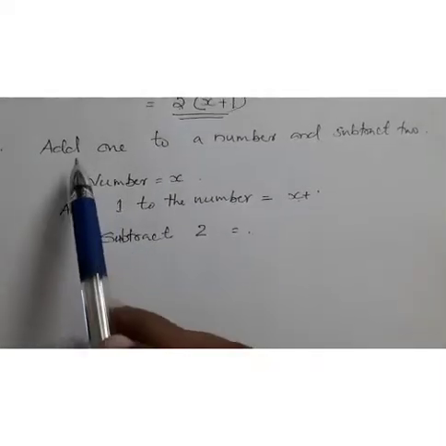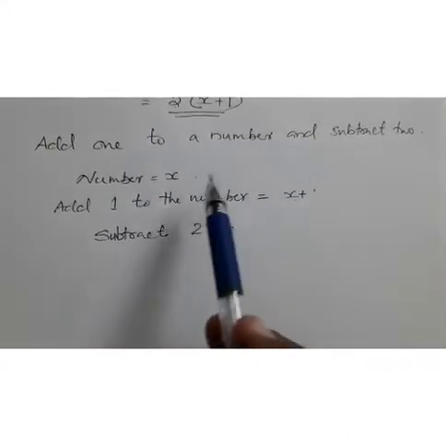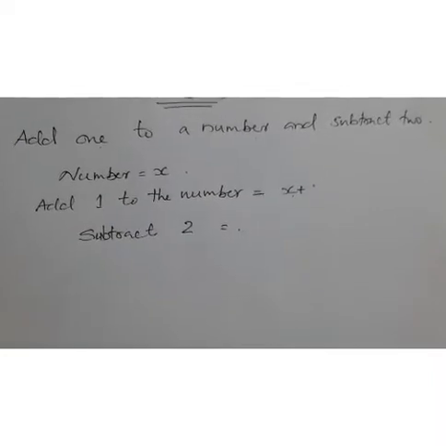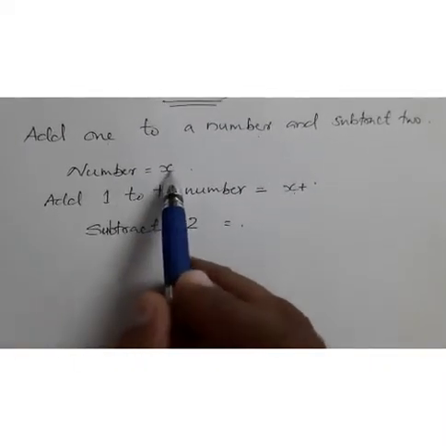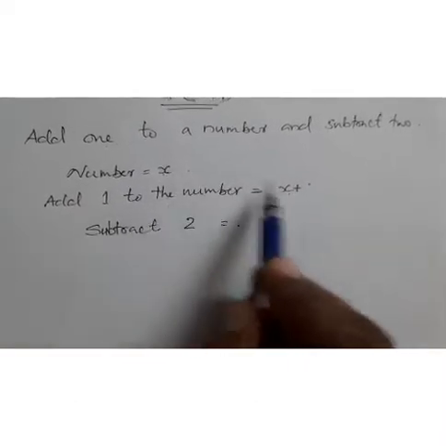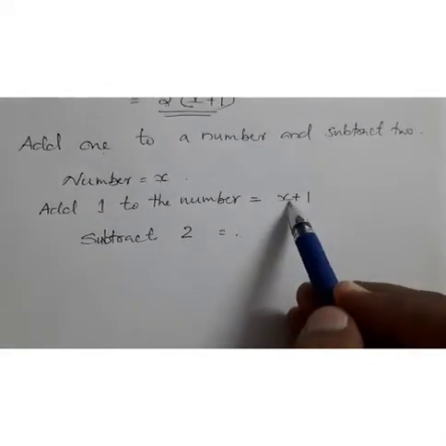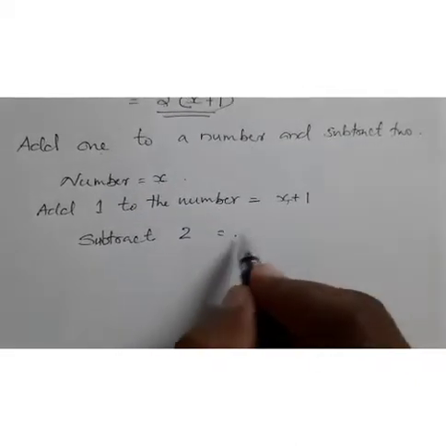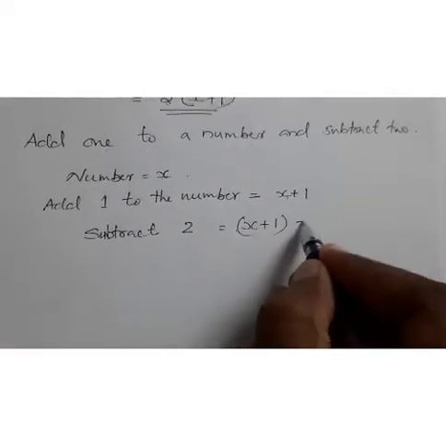Next one: add 1 to a number and subtract 2. From a number, we have to add 1, then we have to subtract 2. So take number as x, then add 1 to a number. So 1 is added to this number, we will get x plus 1. Next, from this we have to subtract 2. So x plus 1 is the number, and from this we have to subtract 2.